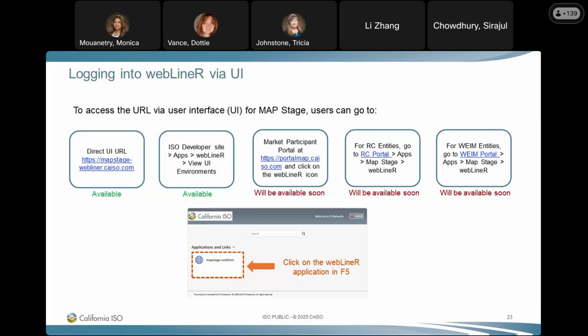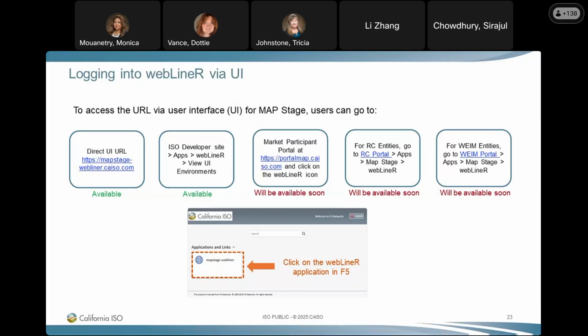Later this week or next week, we're hoping to get these UI URLs posted on our Market Participant portal page. Normally, you would go onto those portal pages and click on the icon to access the application. So we're currently working on getting that information for the map stage environment posted, in addition to the RC portal and the WEIM portal. When you do need to access those, you'll be able to go to those portal pages and click on the icon to access the application from there.